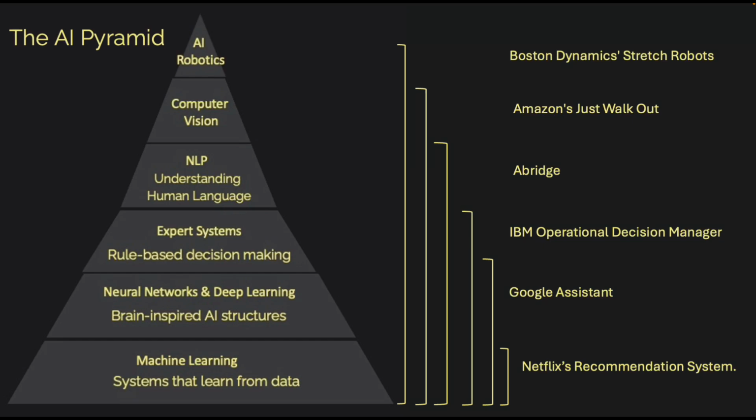Have a great time. Build robots that can do amazing things, but you're not going to do it without computer vision, and you're not going to get to computer vision without natural language processing, which you're not going to get to without expert systems, which you're not going to get to without neural networks and deep learning, which you're not going to get to without machine learning. All these blocks build on top of one after the other.